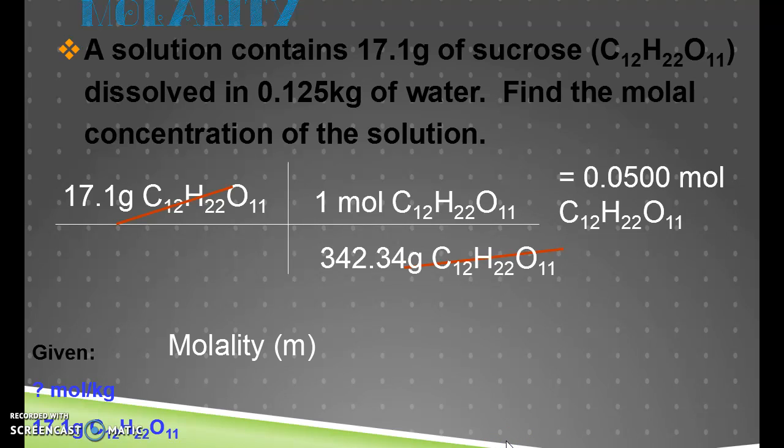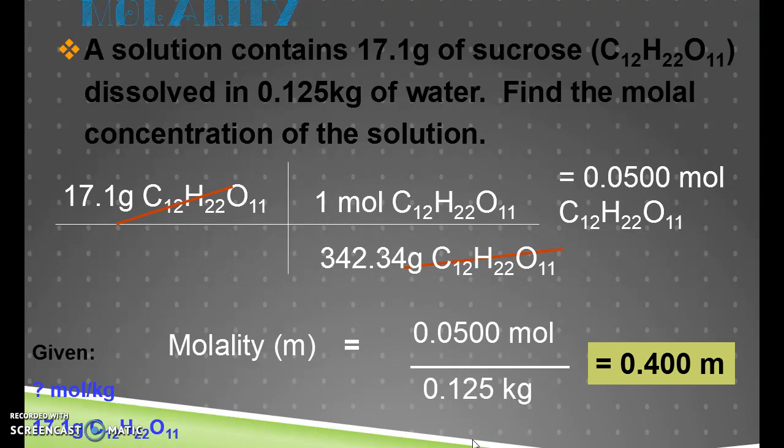And to solve for the molality, we plug in the 0.05, and we're going to divide that by the 0.125 kilograms for a molal concentration of 0.400 based on significant figures.